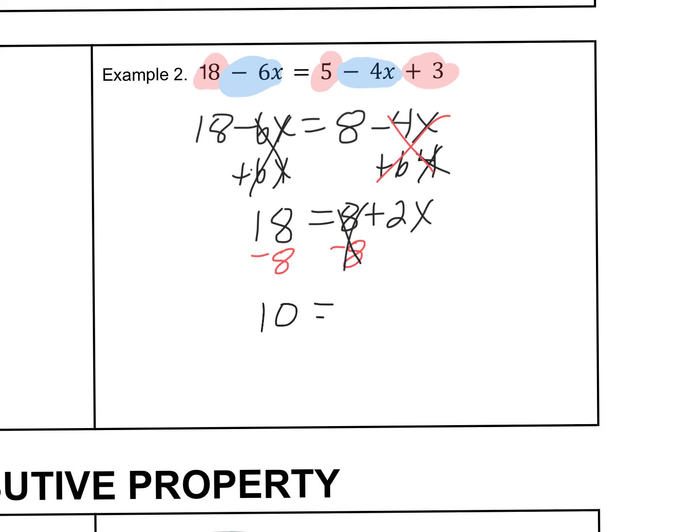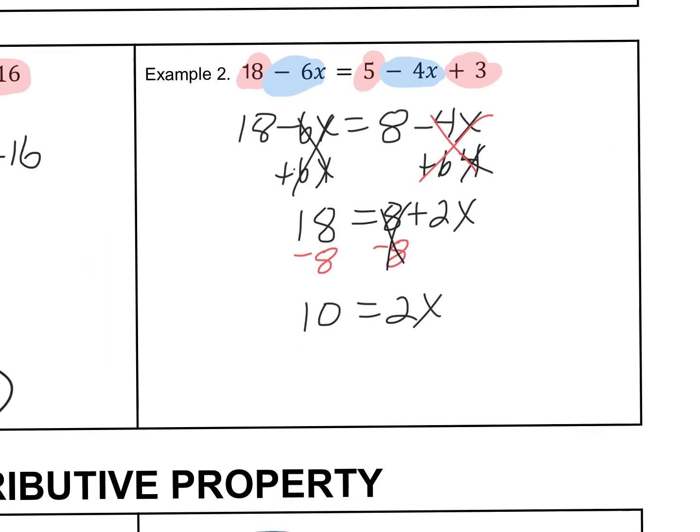So now our equation says 10 equals 2x. And now you simply have a one-step equation. The x is being multiplied by 2. So if we want to solve for x, we do the inverse, which is to divide by 2.